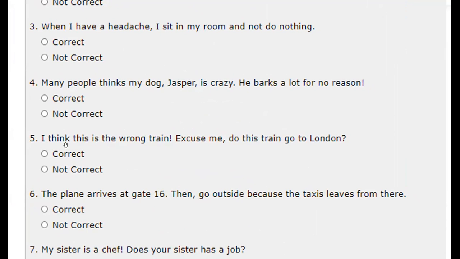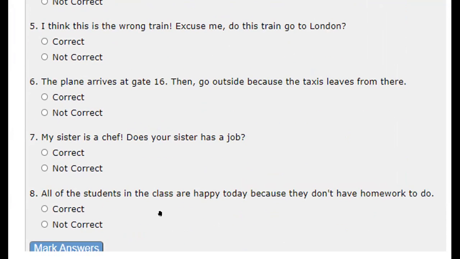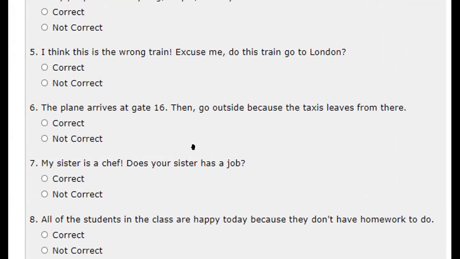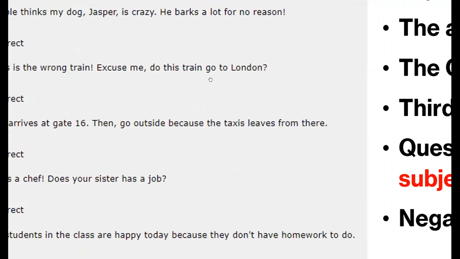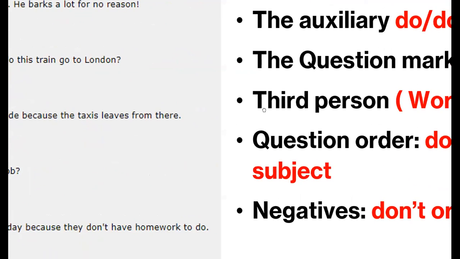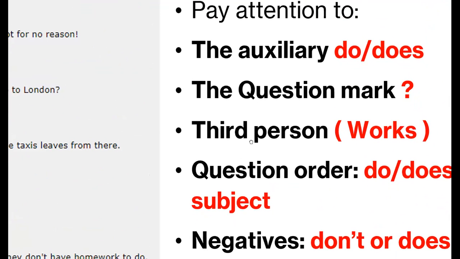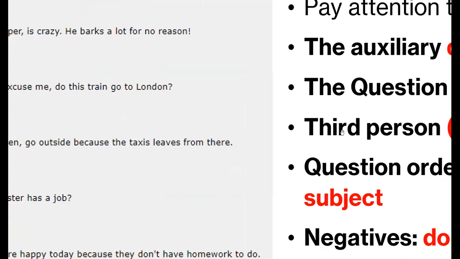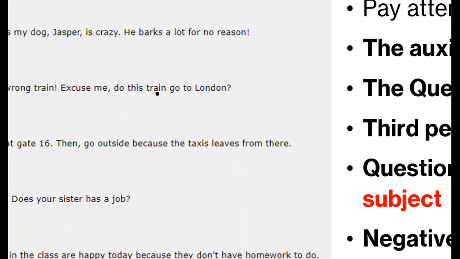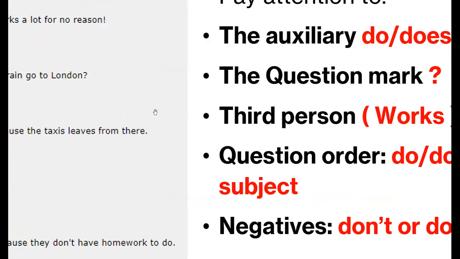So right now, I'm going to help you with number 5 and number 6, right? Okay. Esto lo hacemos juntos. So we will do this together. Pero hay otro error correction, hay otro ejercicio de corregir errores, y así se lo voy a asignar, ¿verdad? Entonces. So, number 5. I think this is wrong, train. Excuse me, do this train go to London? All right? Entonces usted va, ¿verdad? Como si fuera su tabla periódica or your rules or your formulas over here. Y usted dice, okay, third person. Okay, third person, pero no es, it's not a regular statement, no es una oración simple. Ah, it's a question, right? And it's a yes, no question.